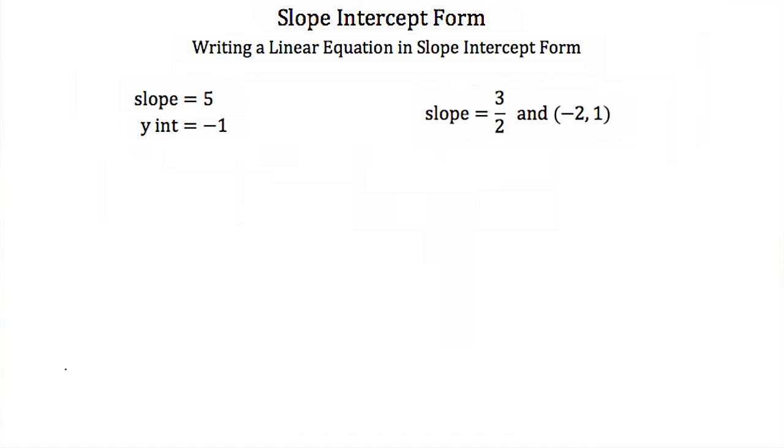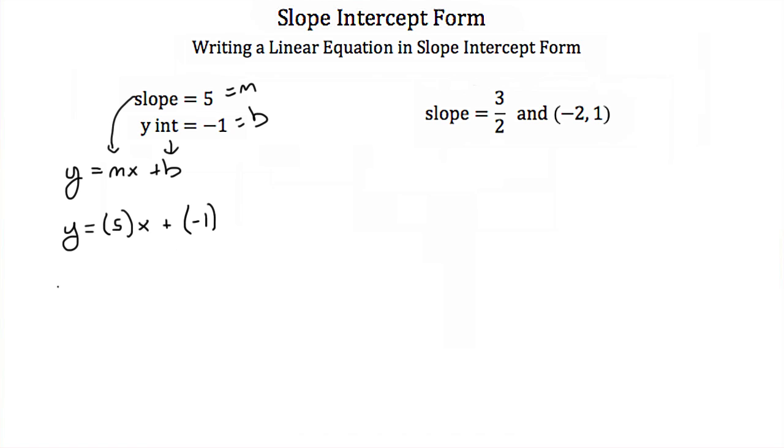So say we're given a slope of 5 and a y-intercept of -1. Could we write this in slope-intercept form? Well, our slope-intercept form looks like y is equal to mx plus b. Remember, our slope is equal to m and our y-intercept is equal to b. So we just plug these numbers in for m and b. So we would get y is equal to 5 times x plus a -1. So our slope-intercept form of our linear equation that has a slope of 5 and -1 would be y is equal to 5x minus 1.